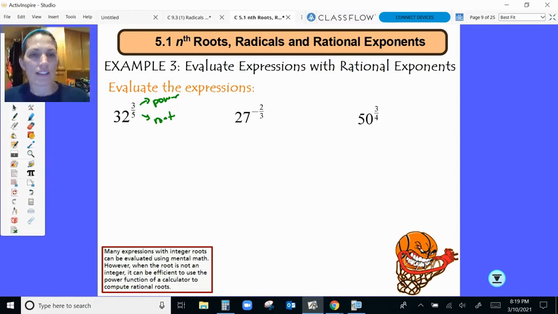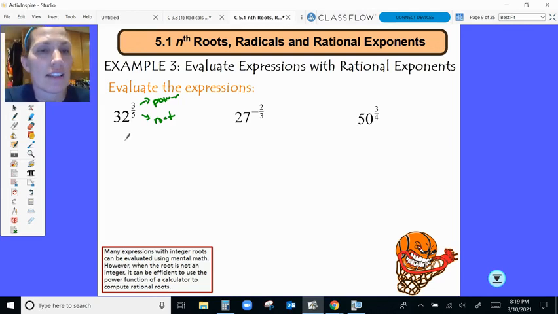Okay, so what I like to look at is the bottom first, because if I can take the fifth root of 32, that's going to be better than trying to take the fifth root of 32 cubed. That's going to be a huge number. So the fifth root of 32 is 2, right? 2 times 2 is 4, times 2 is 8, times 2 is 16, times 2 is 32.